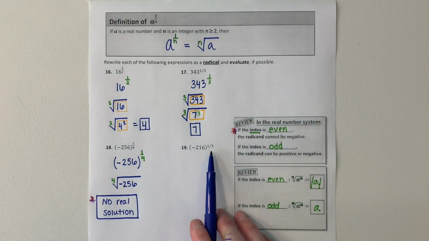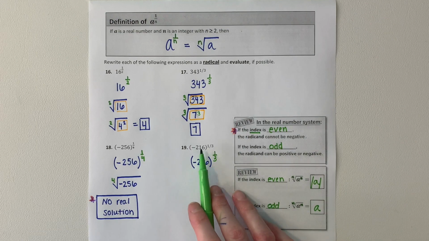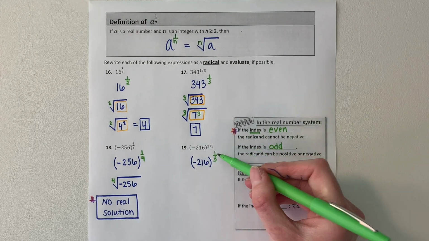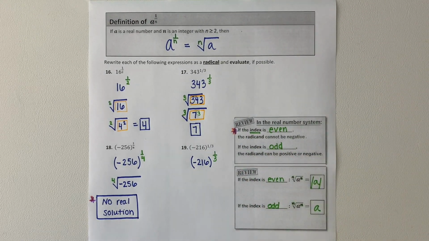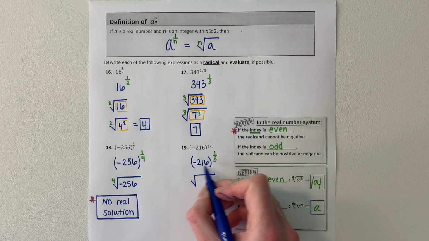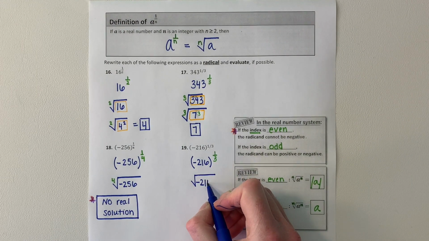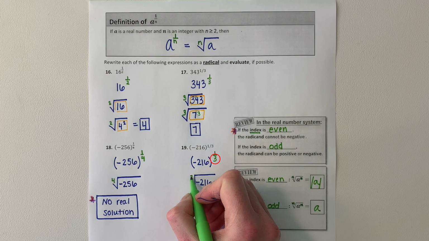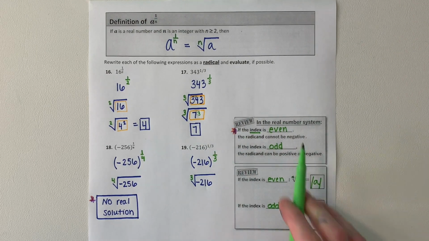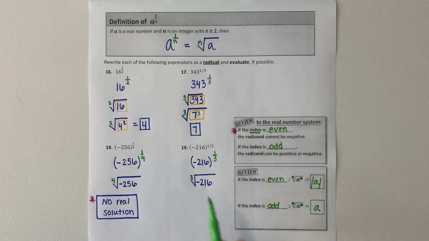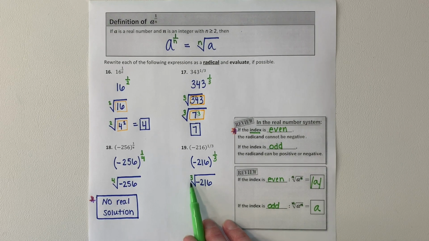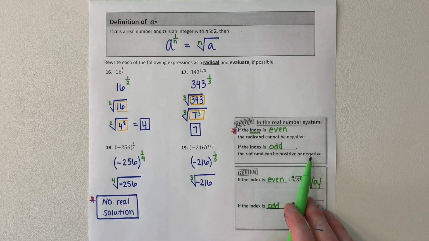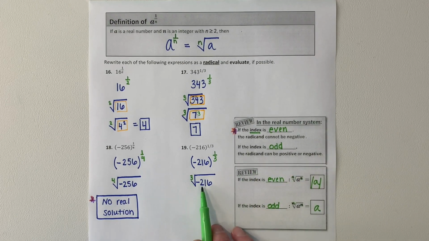Let's take a look at this example here. And again, I've just color-coded the original problem. Anytime you see a rational exponent, we can always rewrite it as a radical. We'll put the negative 216 underneath the radical, and then we put the denominator as our index. Now, let's look back at this rule here. The index is odd, and when that's the case, the radicand can be positive or negative. So here our index is odd, and even though our radicand is negative, we'll still have a solution.